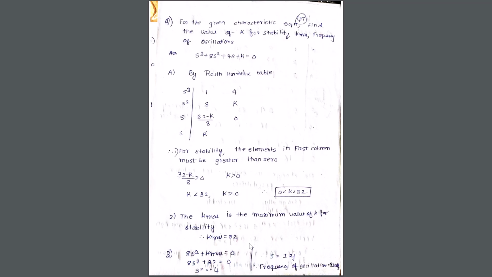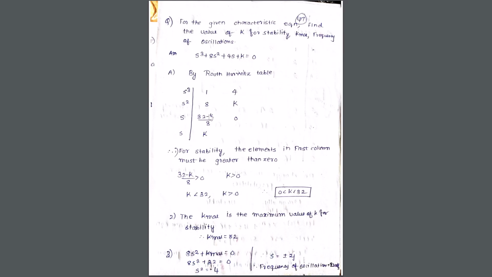Now there's one particular question wherein we have, for the given characteristic equation, find the value of k for stability, k max, frequency of the oscillation. Okay, so the equation is given to you, s cube plus 8s square plus 4s plus k equal to 0. So what you're going to do is, I told you take the higher degree and take the lower degree. Here we have to first check whether there's any term missing. No. And it's in descending order also, so we are good to go. So take 1, 4 all the alternative terms, 8, k all the alternative terms, and find out the first column.